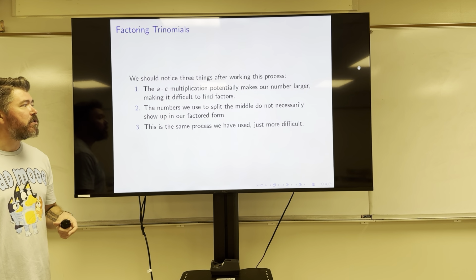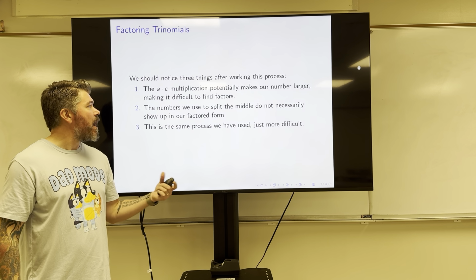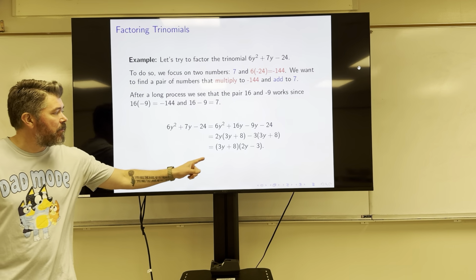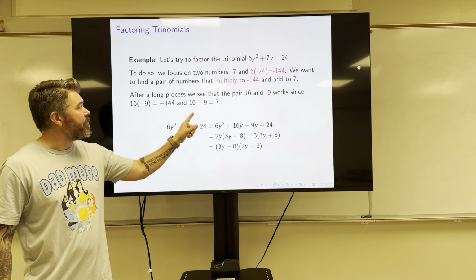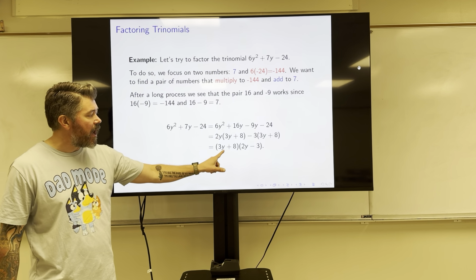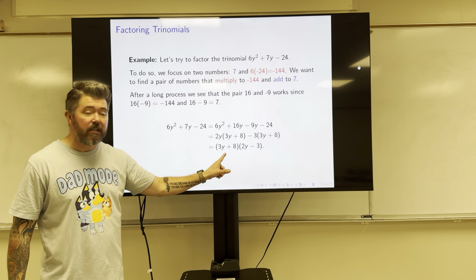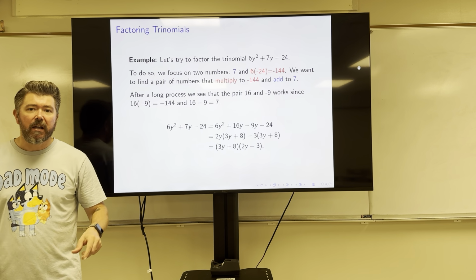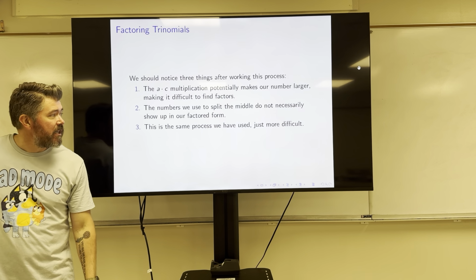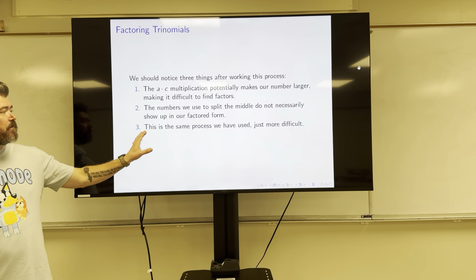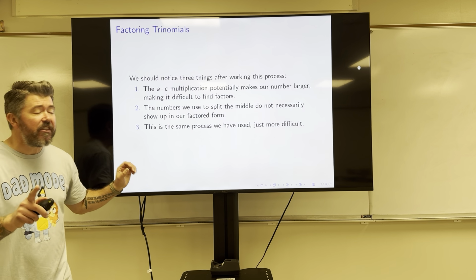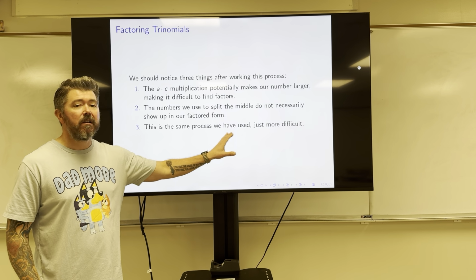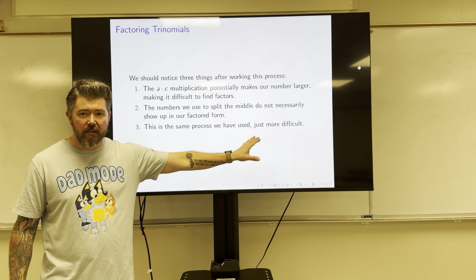Second, the numbers we use to split the middle do not necessarily show up in our factored form. And we can see that from this last example. Notice we use 16 and negative 9. 16 and negative 9 don't even show up in here, right? So there's not really a kind of cheat move here for these problems. But finally, the good thing is we should notice that it is the same process, just a tad bit more difficult, okay?